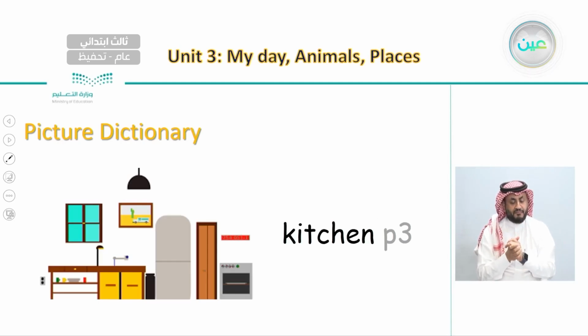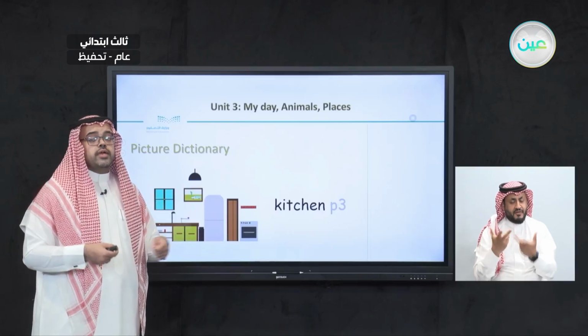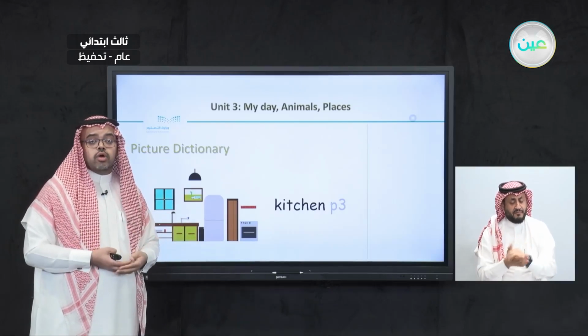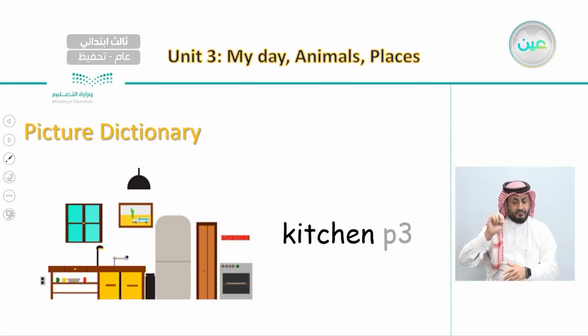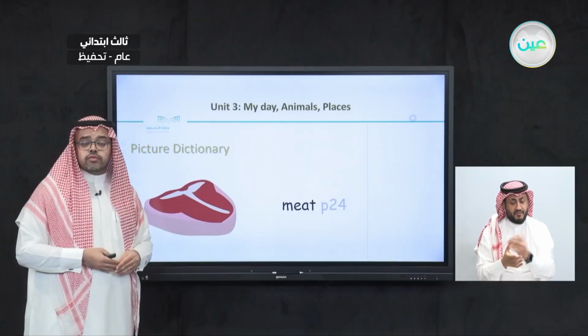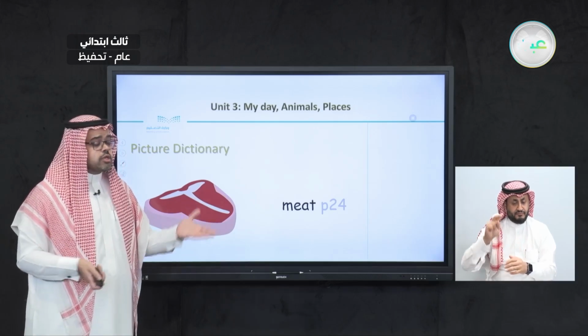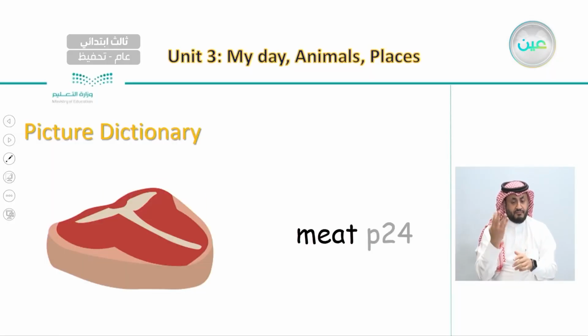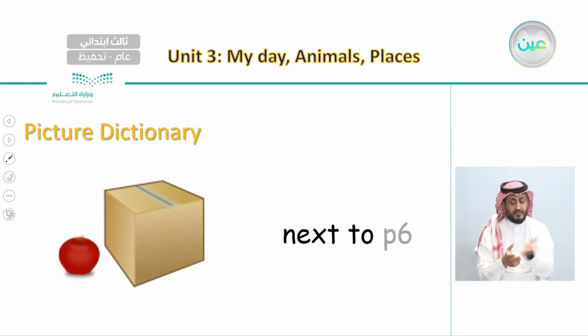After this, another room we learned, which is the kitchen, where we can make food and also drink and store all our food. That can be seen on page 3. Also, we did talk about meat, which is a kind of food we usually have on big occasions, that can be seen on page 24. And after this, we had another preposition, which is next to. As you can see here, the ball is next to the box. And this preposition can be seen on page 6.